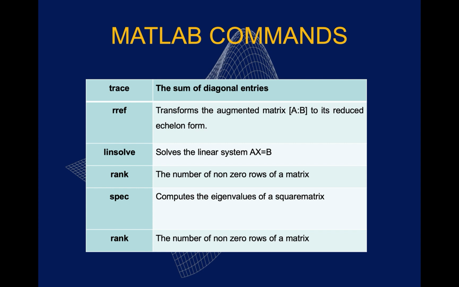And note that when A is a non-singular square matrix, then the augmented matrix will contain the identity matrix and the solution to the equation. So LinSolve also solves the linear system AX equals B provided that A is non-singular, and then the number of non-zero rows of a matrix can be determined using the rank function, and then the eig will compute the eigenvalues of a square matrix. The rank will determine the number of non-zero rows of a matrix.